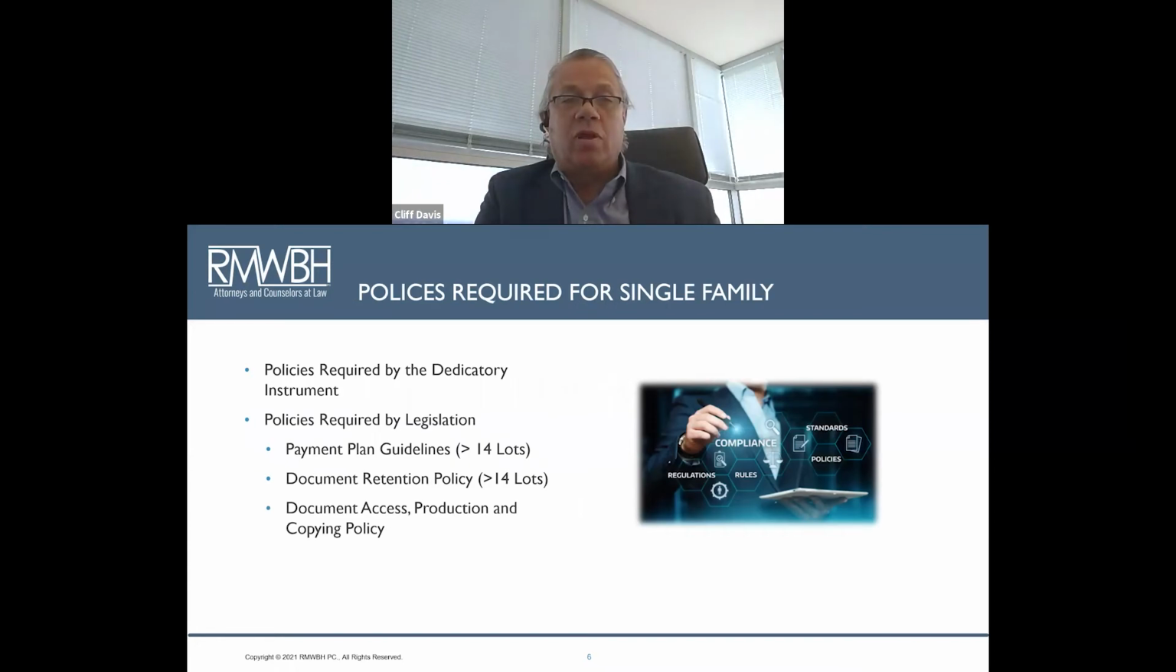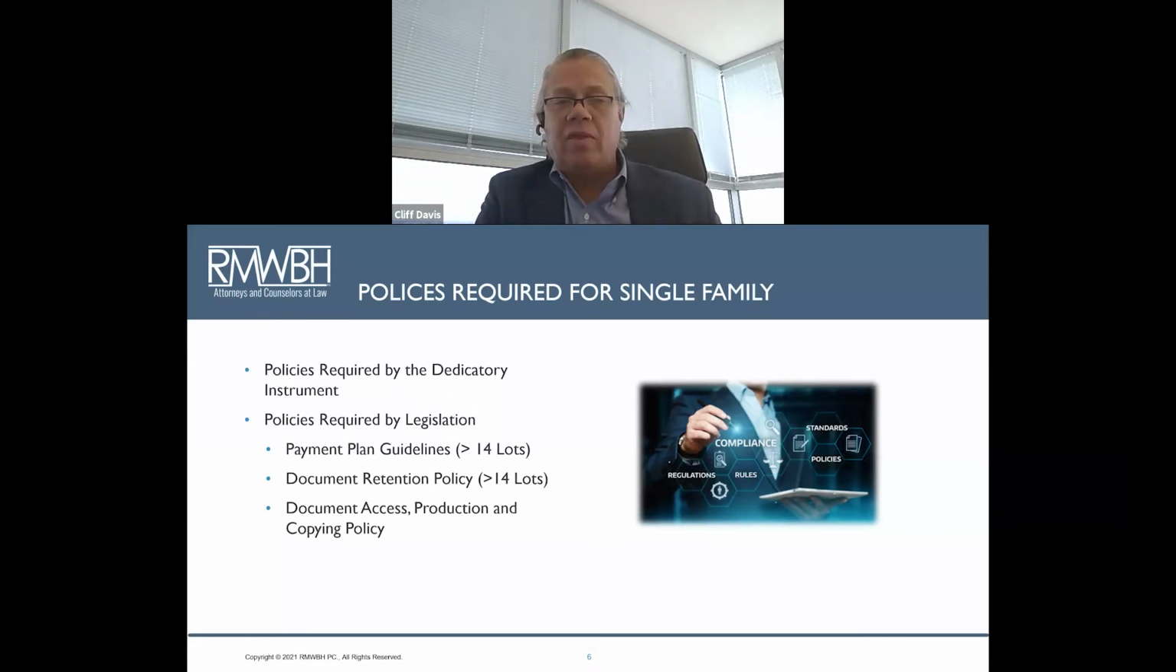Policies. So we'll talk a little bit about policies. In single family, there may be policies that are required by the declaration. There may be policies that are required by state law. And the three big ones that are required by state law: if you have a subdivision with more than 14 lots, the law requires that you adopt payment plan guidelines. And the law says that you have to offer a payment plan of at least 3 months. It doesn't set a maximum number.